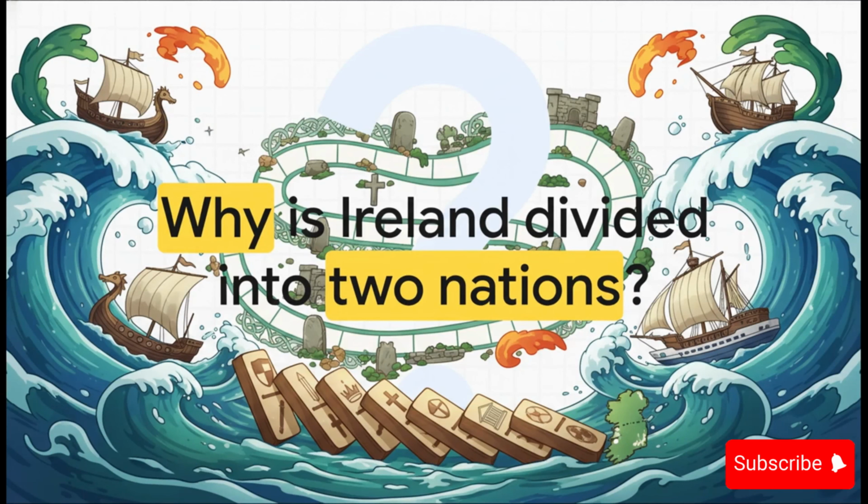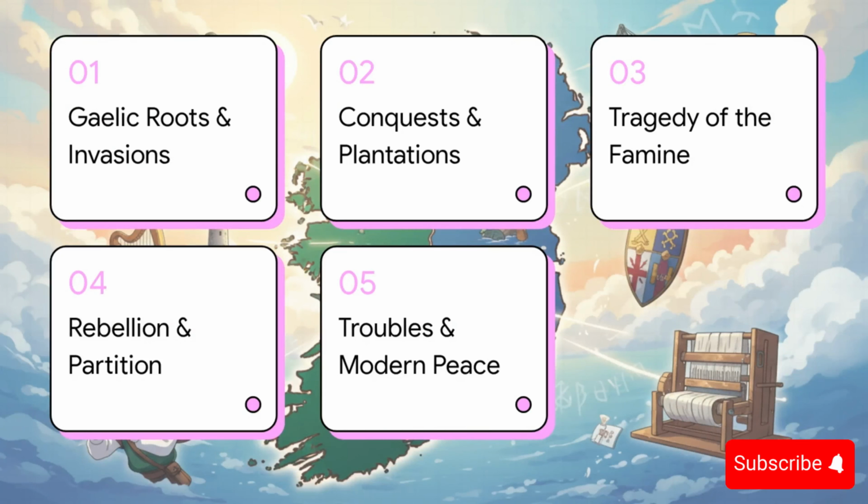So you might be wondering, why exactly is this island divided into two totally different nations? To find the answer, we can't just look at recent events. We're going to go on a chronological journey through thousands of years of history. We'll look at the waves of invasions, the wars, the migrations, and the deep divisions that basically acted like falling dominoes, each one crashing into the next to shape the island we see today. To piece this together, we're going to quickly walk through 5 main eras: Gaelic roots and early invasions, conquests and plantations, the tragedy of the famine, rebellion and partition, and finally, the troubles and modern peace.